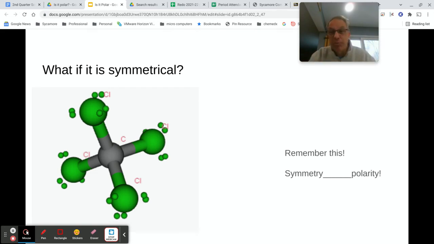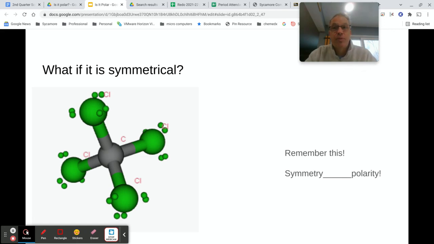So there's a really important term we use. I would definitely write this down. Symmetry cancels polarity. So even if I have a bunch of polar bonds, but the molecule is incredibly symmetrical, the symmetry of the molecule cancels the fact that there are these polar bonds. The molecule is non-polar, even though there are polar bonds.